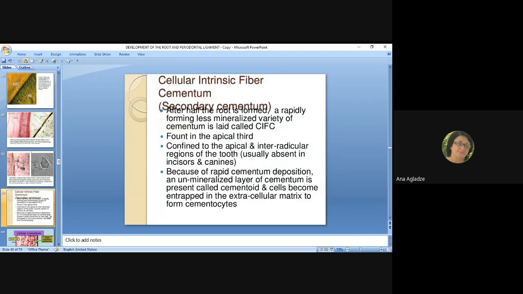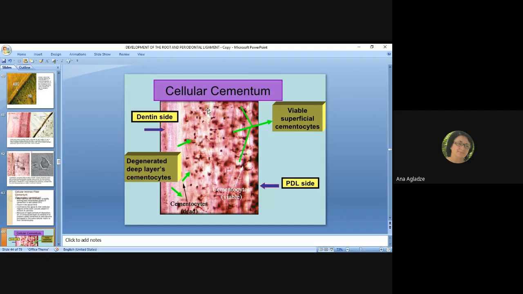Let's now discuss the cellular cementum. You know that it is secondary, and this is called secondary cementum. After half the root is formed, a rapidly forming, less mineralized variety of cementum is laid down, and this is cellular intrinsic fiber cementum, CIFC. It is found in the apical third and confined to the apical and interradicular regions of the tooth. And you can see here that this is cellular cementum.